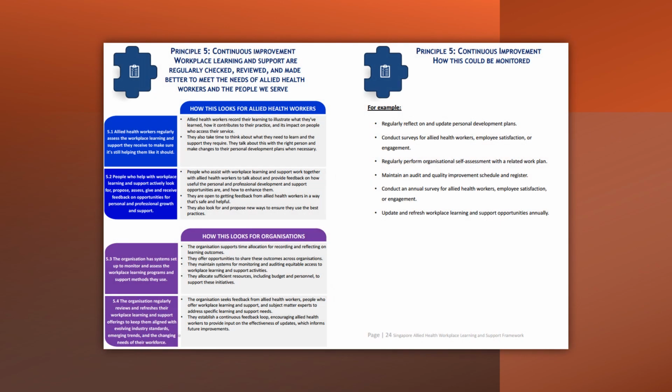The final principle, Principle 5, is continuous improvement. And again, this follows the same format and has some examples of how this could be monitored. We do understand that workplace learning and support is going to need to change and evolve as organisations change, as society changes, as we have new evidence about our practices as well. So this is something that is going to be really important, even for very well established institutions. The idea of continuous improvement and change is really vital so that we can keep pace with wider society changes and make sure that our workforce is doing and meeting the needs of the population.